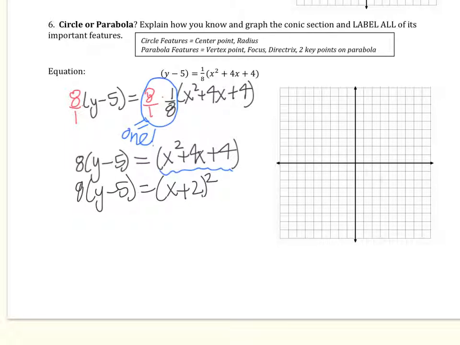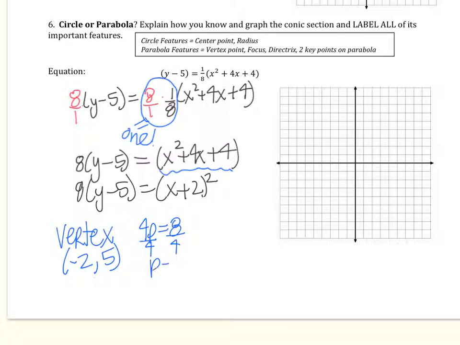So let's see, my vertex point is going to be (h, k), the opposite of what I see, so negative 2, comma 5. 4p equals 8. So if I divide by 4, I can find my p-value. My p-value is 2, and that's enough information for me to find all my important features. So let's start by going to the left 2 and up 1, 2, 3, 4, 5. Okay, so here's my vertex point.